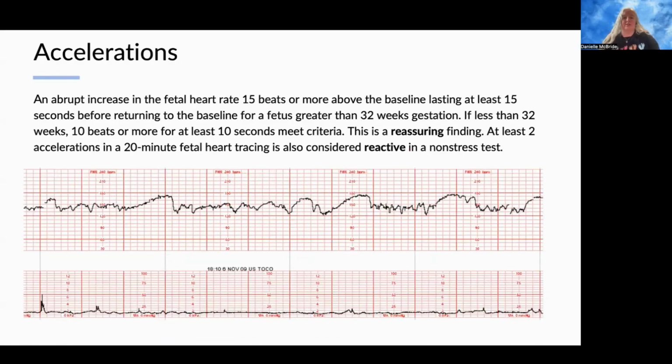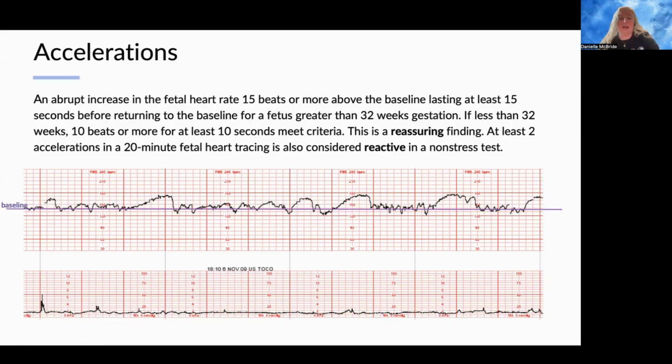Accelerations are not related to variability. This is a separate thing. Accelerations are an abrupt increase in the fetal heart rate. In order to meet criteria for an acceleration, if the baby is greater than 32 weeks gestation, our increase needs to go up by at least 15 beats. If this is our baseline, each of the boxes going up is 10 beats, and each of the boxes going across is 10 seconds.